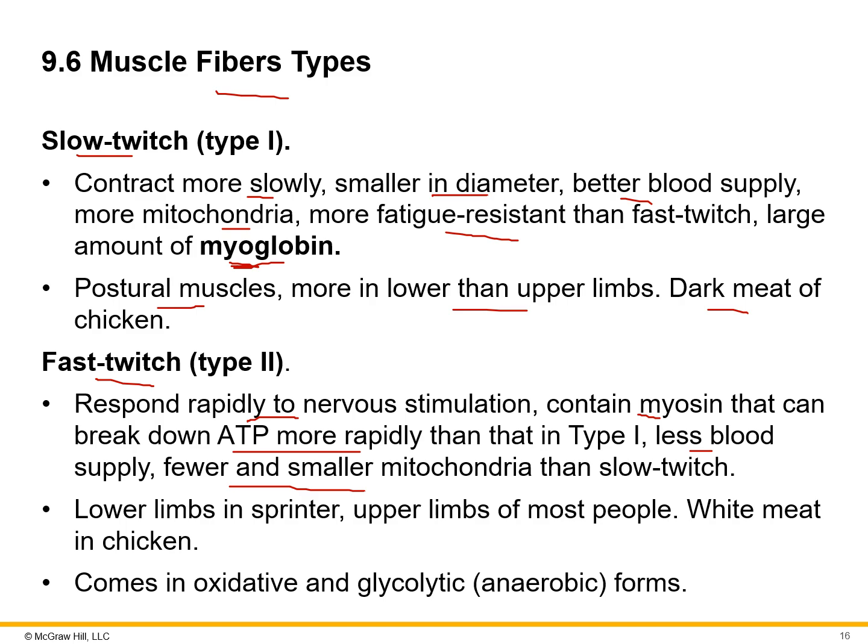So this will be the lower limbs of our sprinters, the upper limbs of most people, and again, our white meat. And this comes from that oxidative and anaerobic form. So that anaerobic condition is where we switch to fermentation and produce lactate, and that builds up, and that's what makes us sore. That is due to these fast twitch muscle fibers.